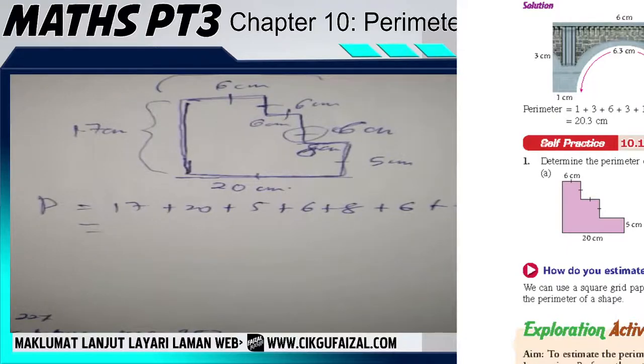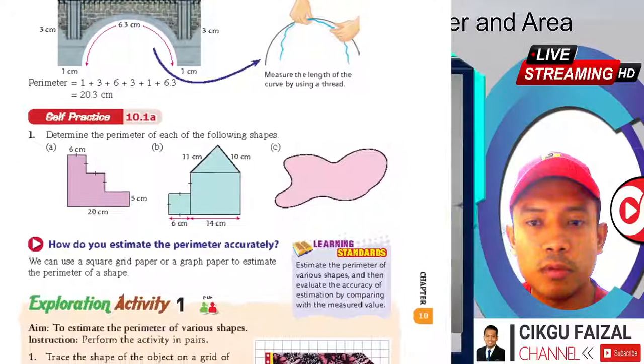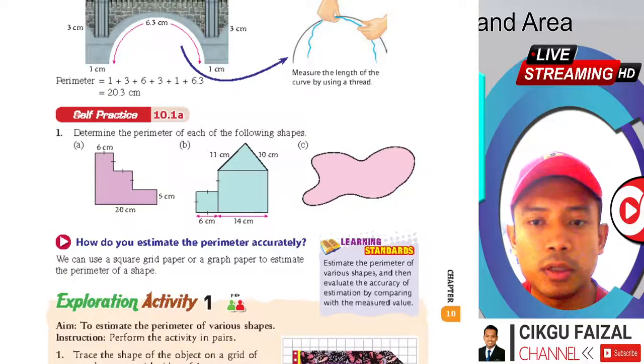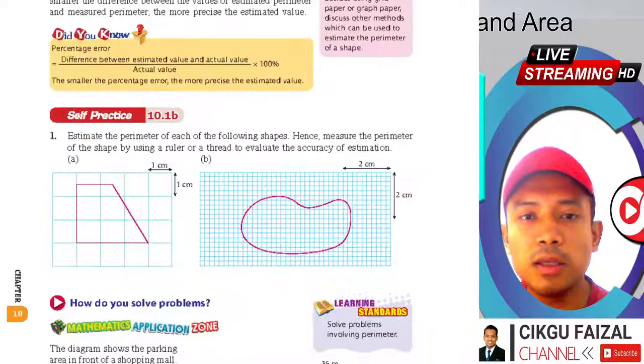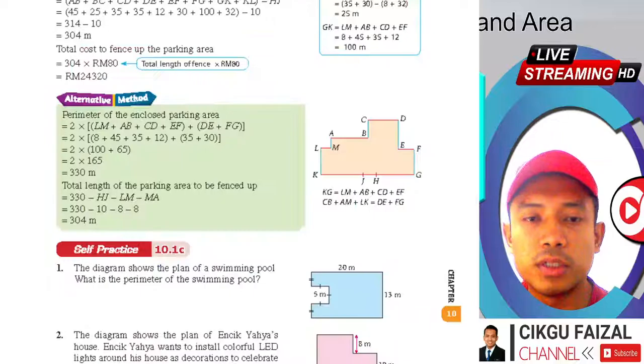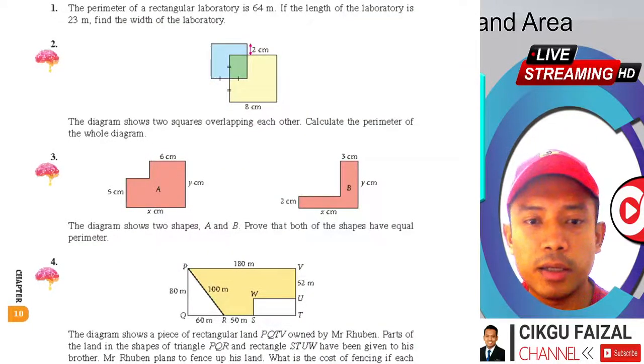the perimeter of the shapes. Okay, now I want to show you the next activity, which is how to calculate the area.